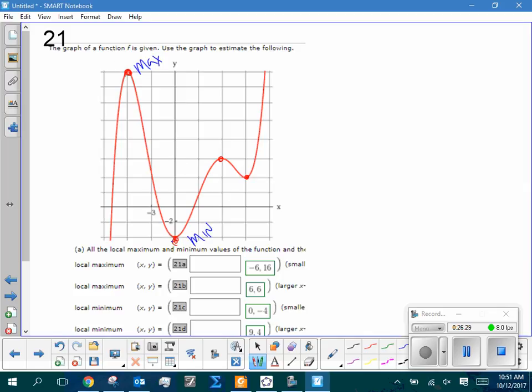min, max, min. They're all local because, going on to infinity in both directions, there are y values that are smaller than that one there. There are y values that are maybe bigger than that one there.